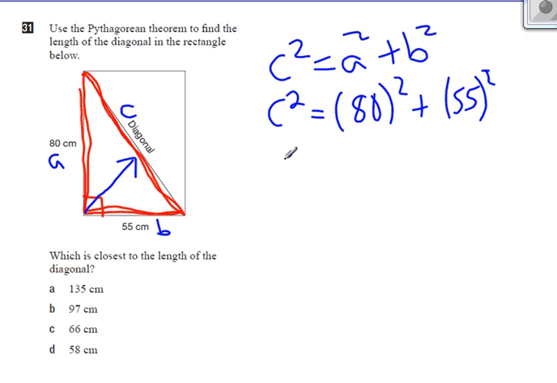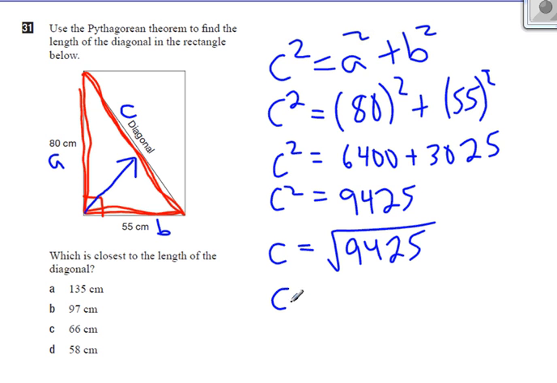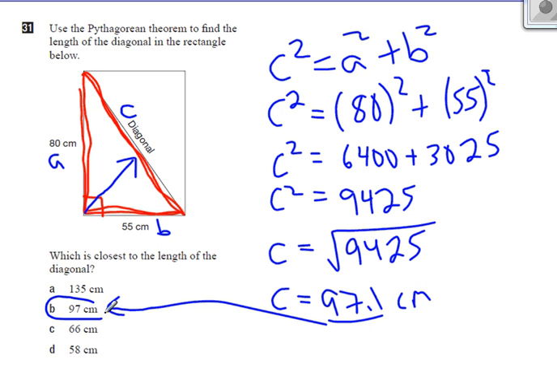So now I'm going to do this math. Using the rules of BEDMAS, 80 times 80 is 6,400. 55 times 55 is 3,025. Keep going, add those numbers together. C squared is 9,425. Now I have C squared, so to find C, I need to take the square root. In your calculator, taking the square root of 9,425 gives you 97.1. And if you round a little further, you'll see that that's clearly B.